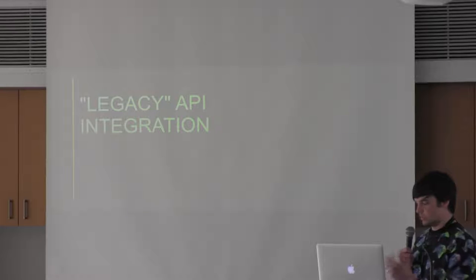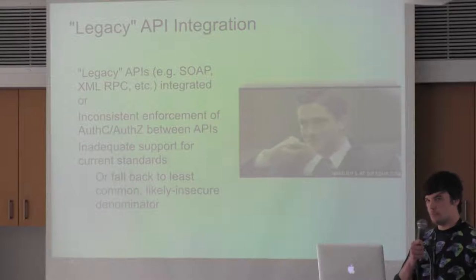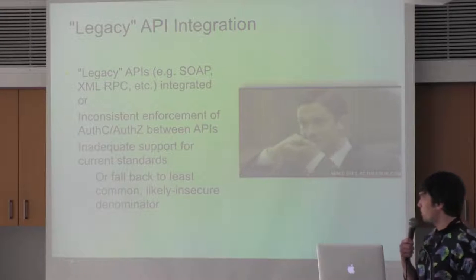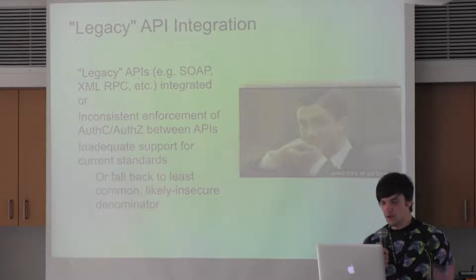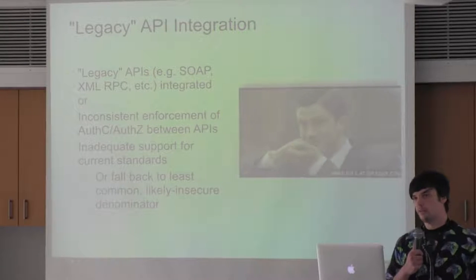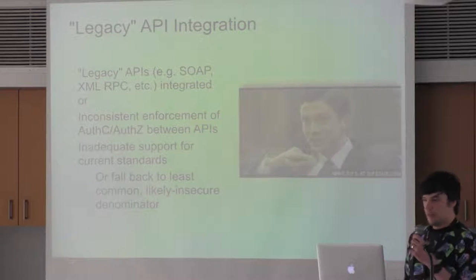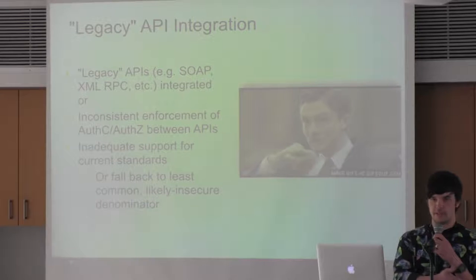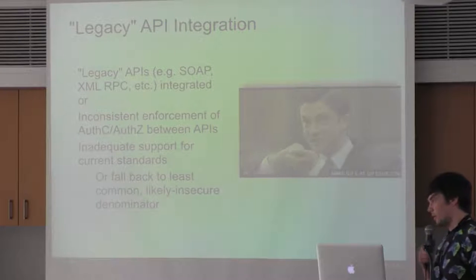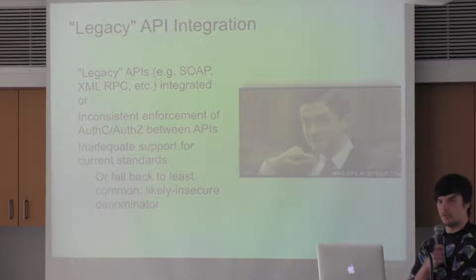Legacy API integration is a loaded term, but think of things like SOAP APIs and XML-RPC, not fancy, shiny, Web 7.0 RESTful things. When trying to get these to play nicely with the 2.0 API, the nice RESTful one, you often have completely different development teams who worked on the old thing versus the new thing, and getting them to have nice synergy with authorization and authentication mechanisms doesn't always happen very well. So you end up with inconsistent enforcement of logins, inconsistent enforcement of authorizations and entitlements, and inadequate support for current standards. You might have one API that uses something like OAuth, the nice shiny RESTful one, and another that uses some token out of an exchange in the initial authentication, which then uses an authorization token for this other API.